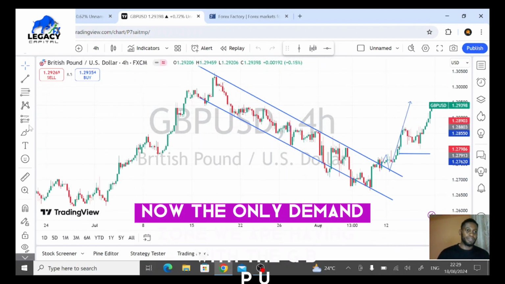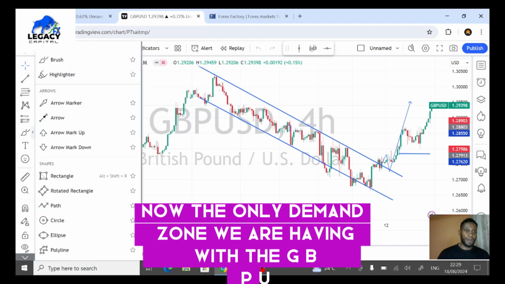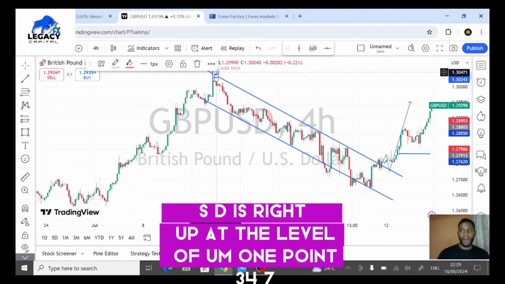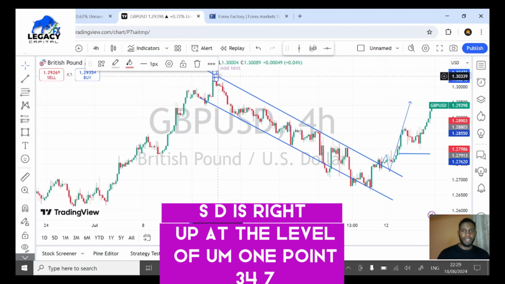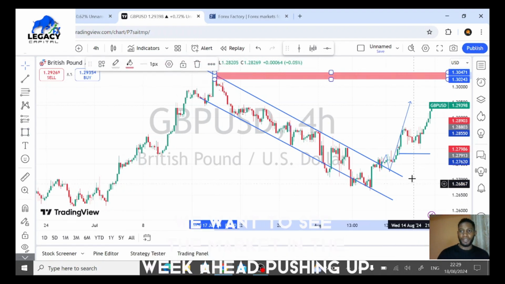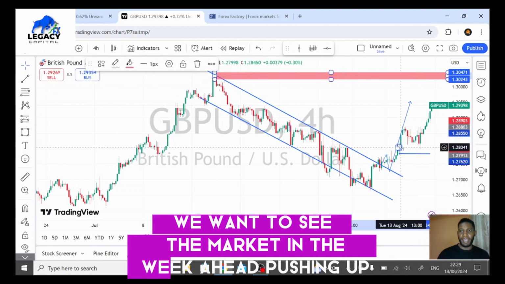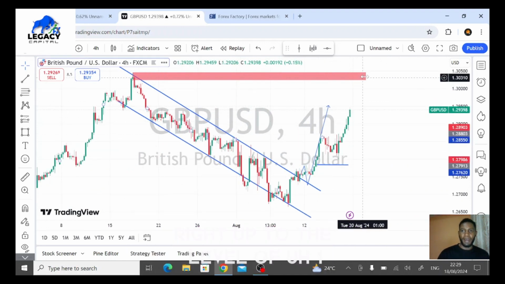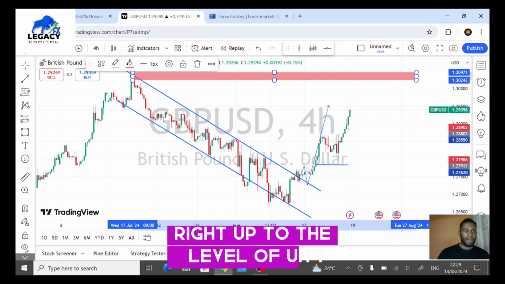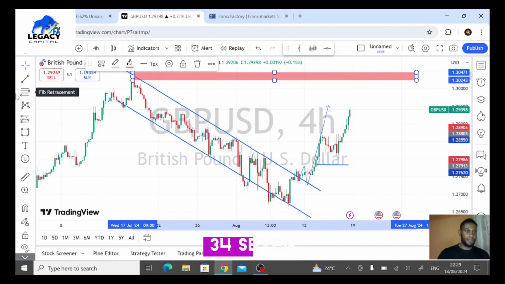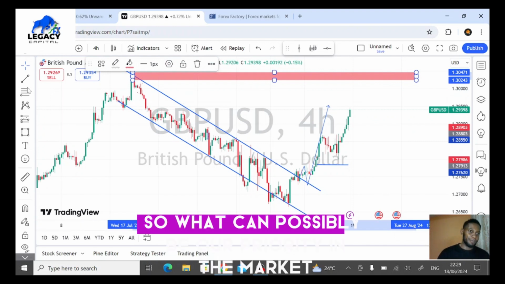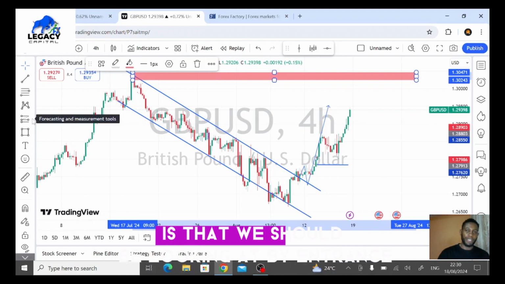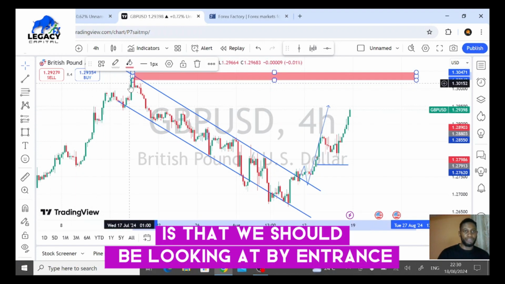Now, the only demand zone we are having with GBPUSD is right up at the level of 1.347. That's our expectation. So we want to see the market in the week ahead pushing up, or it keeps up with this momentum right up to the level of 1.347. So what can possibly be our priority in the market is that we should be looking at buy entries.